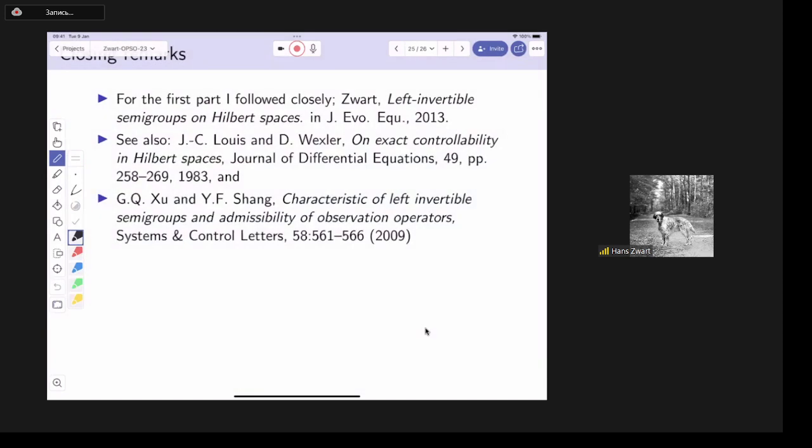Then I come already to the end. So let's see. The first part, on the left, invertibility of semigroups, I followed a paper of mine already 10 years old, but the result somehow comes already from a paper which is 40 years old, Louis and Wexler, where they also used system theory ideas to get it. And Xu and Zhang also contributed to it in 2009.